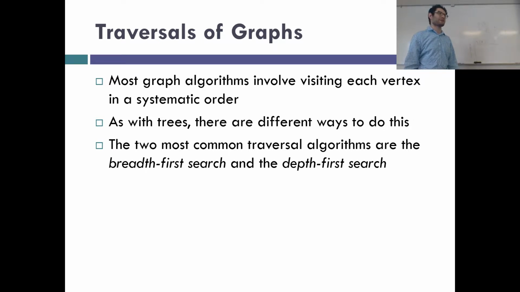But the only difference between these algorithms is breadth first search is going to use a queue, and depth first search uses a stack. Otherwise, it's the same algorithm. So first in, first out versus last in, first out.